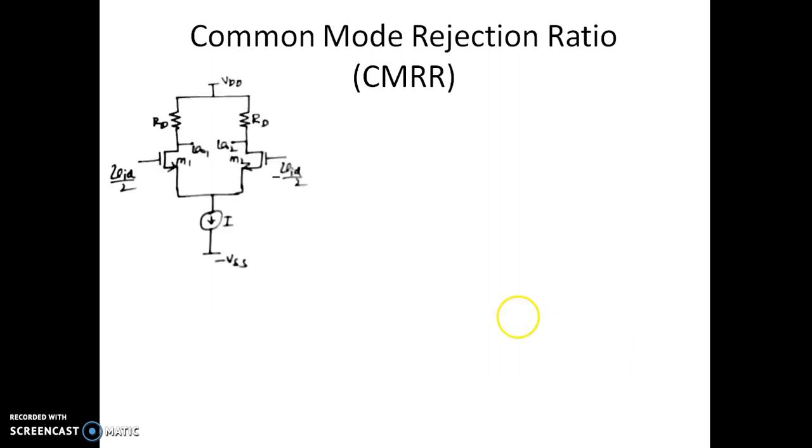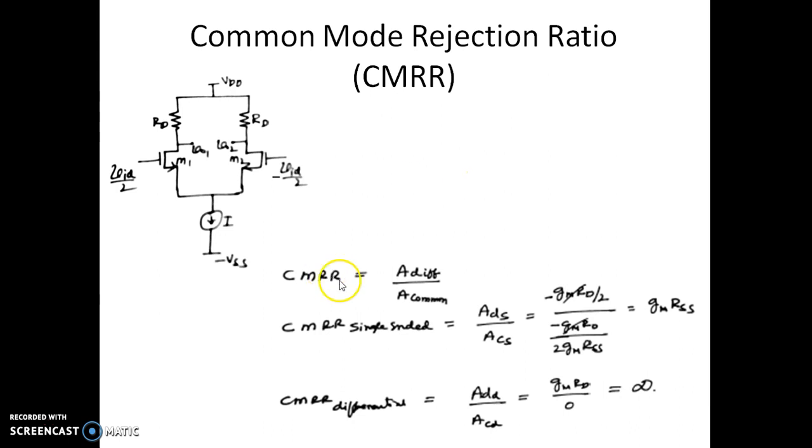So we have this differential amplifier. Here we apply the differential signal, and we can also apply a common signal, a VIC plus VIC applied to both of them. So you will end up with the CMRR as A differential by A common. It is the gain for the differential input voltage divided by the gain for the common mode input. We can define CMRR in two cases, the single-ended output and the differential output.